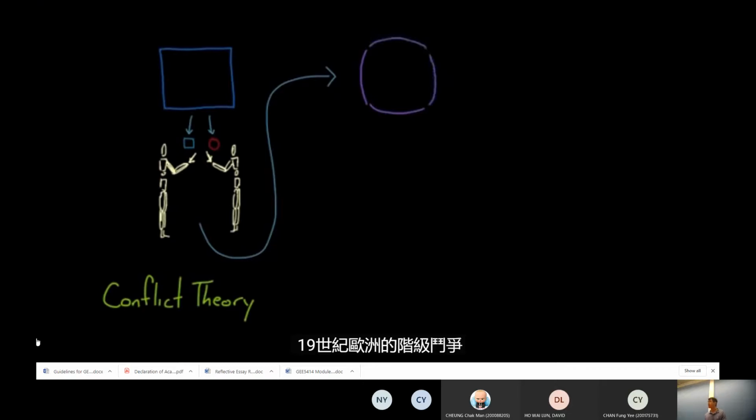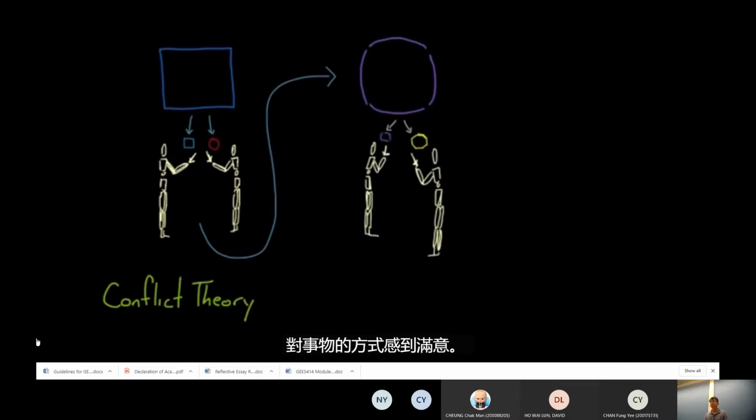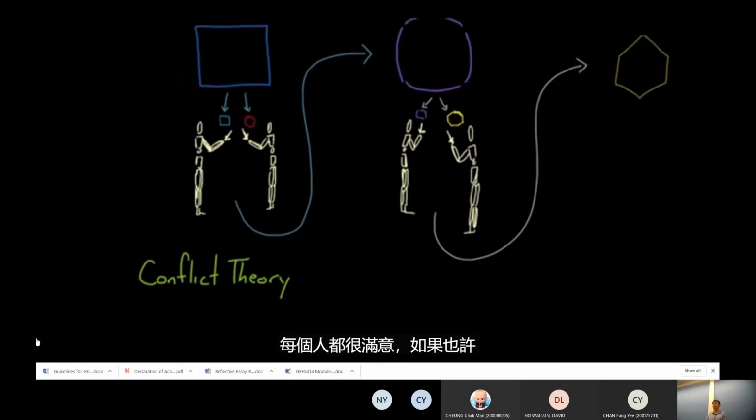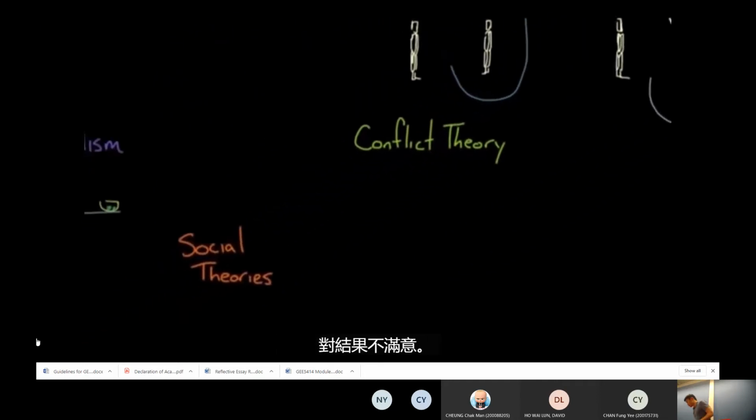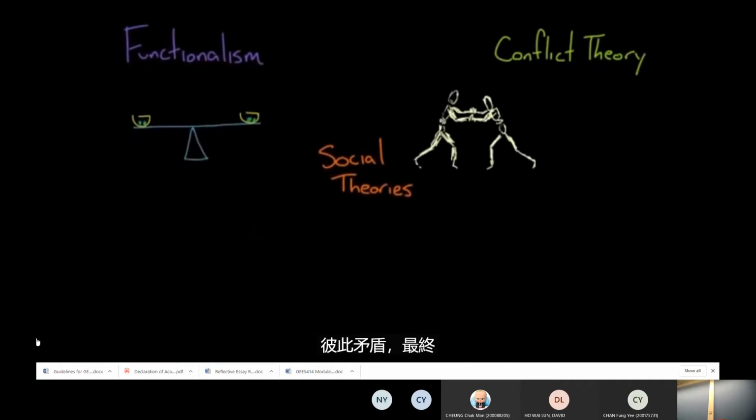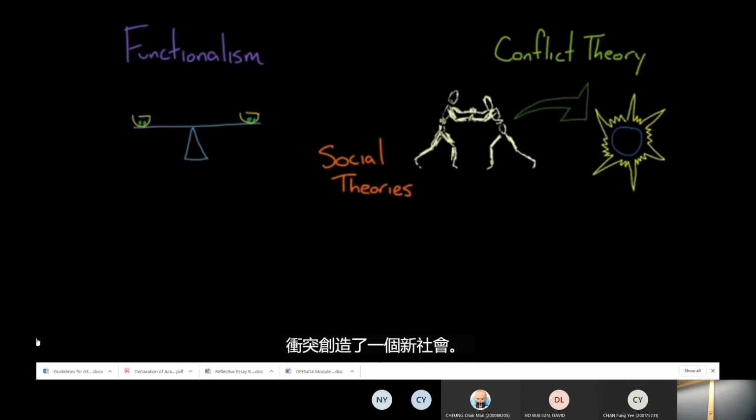The class struggle in 19th century Europe is an example of this process. The workers wanted change while the factory owners were happy with the way things were. The two opposing positions were merged to create a new society where the workers had slightly more power than before and the factory owners had slightly less, and everyone was content, if maybe not ecstatic about the outcome. Okay, so in conflict theory, you have two opposing sides at odds with each other that eventually lead to the creation of a new synthesized society. Conflict creating a new society.